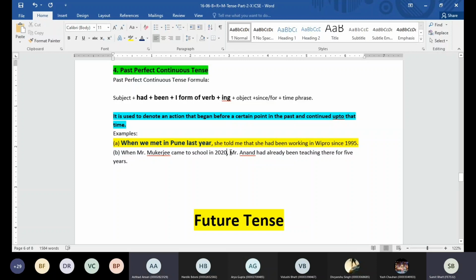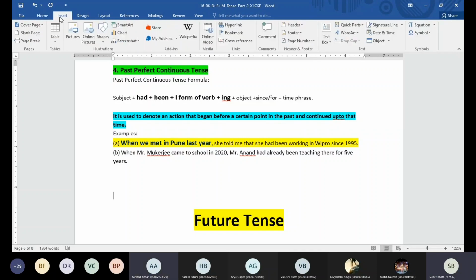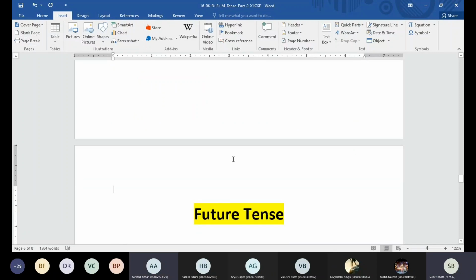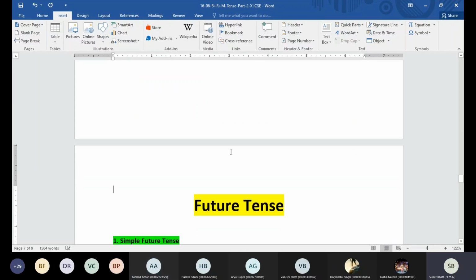In the school. There was another person, his name was Mr. Anand, and he had already been teaching there for how many years? 5 years. So just minus 5, that means he started in 2015. Okay, for 2020, we are referring to 2015. Thank you, sir. Thank you very much. You're welcome.